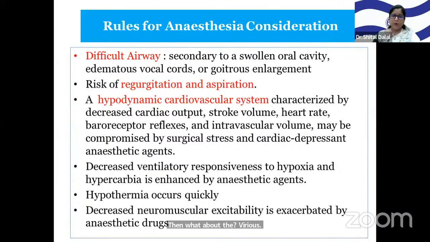Then, as far as anesthesia considerations when we are dealing with these patients, the most common problem is difficult airway secondary to a swollen oral cavity, edematous vocal cords, and goitrous enlargement. There is also always a risk of regurgitation and aspiration. Then there is a hypodynamic cardiovascular response, which is characterized by decreased cardiac output, decreased stroke volume and heart rate, impaired baroreceptor reflexes, and decreased intravascular volume. So it may be compromised by surgical stress and cardiodepressant anesthetic agents.